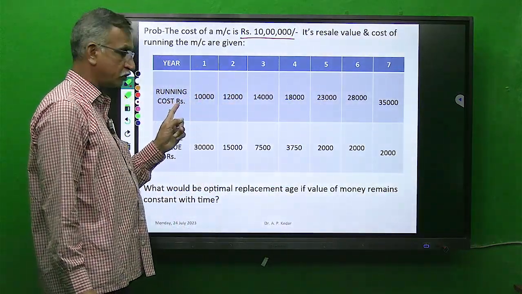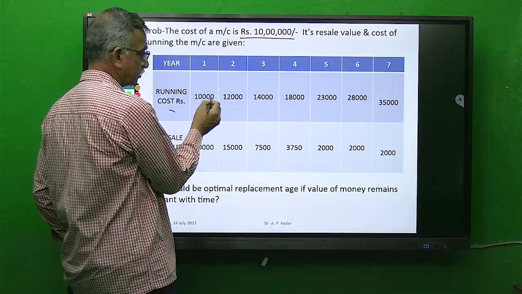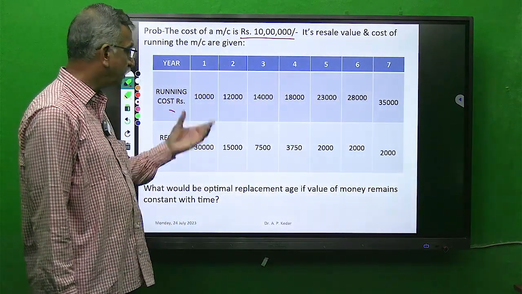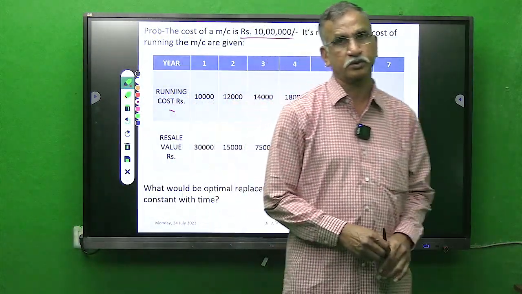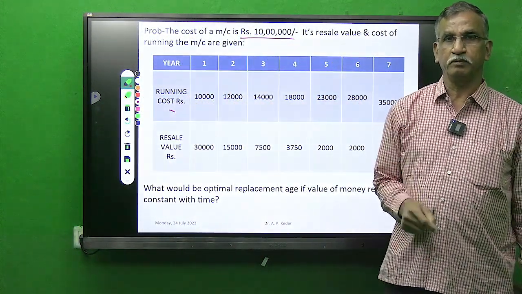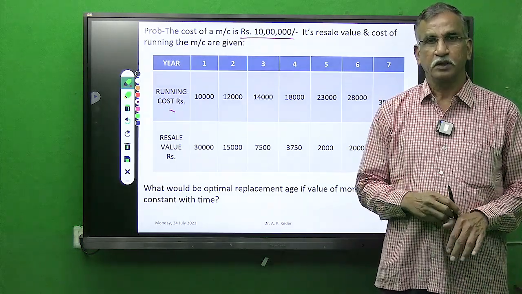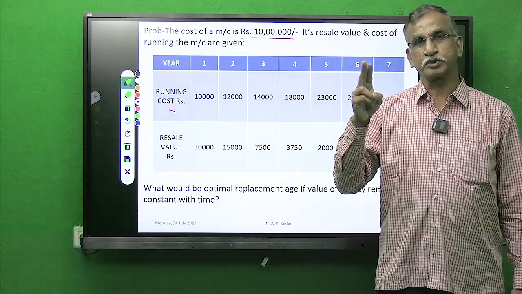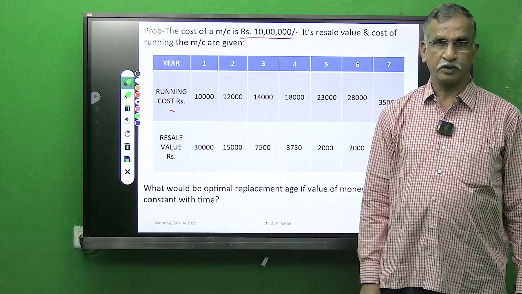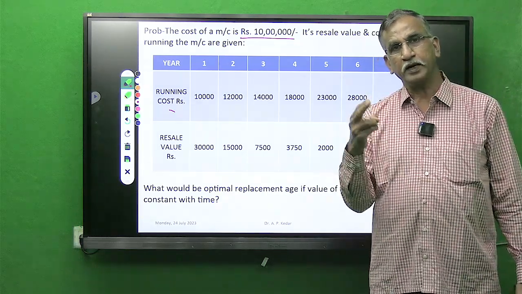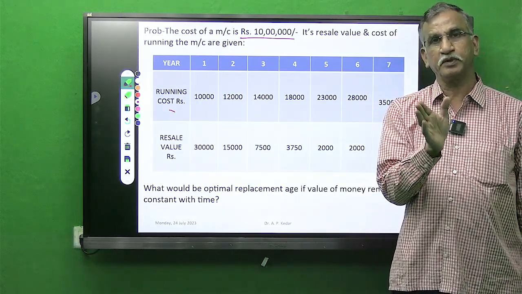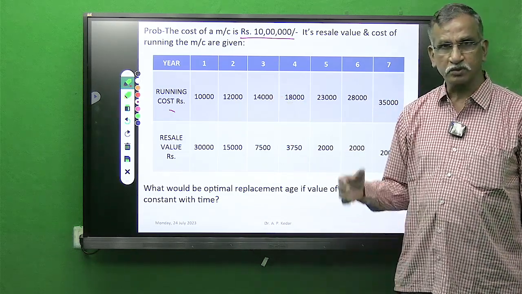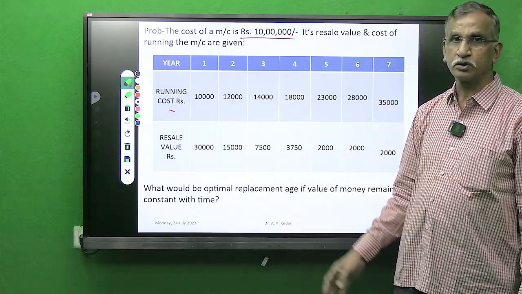Running costs in rupees are given for the different 7 years: 10,000, 12,000, 14,000, 18,000, 23,000, 28,000, 35,000. Here it is specifically mentioned as running cost. If you recall the problem we attempted in the previous lecture, it was given that running cost for the first year is 3000 and subsequently increased by rupees 500. And then in that case we added rupees 500 to each previous year's cost to get the cost of the current year. Here the examiner could give it the same way, but fortunately here running cost is given.